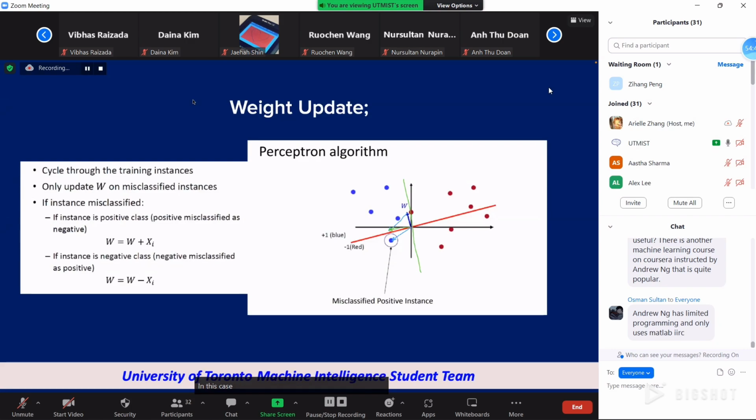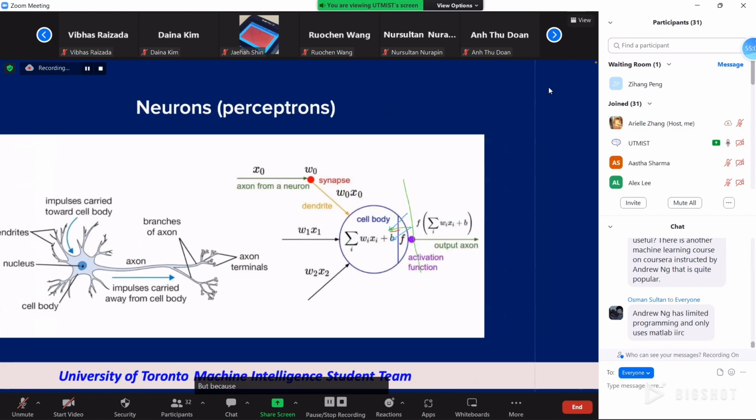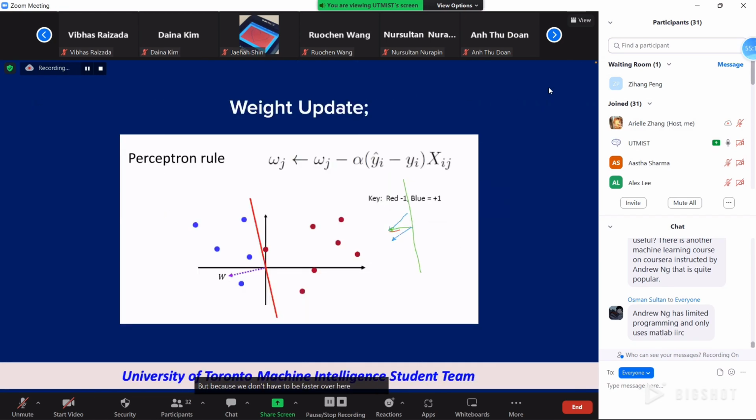In this case, yes, because previously we see that in the cell body over here, we add the B factor, right? And it's the B factor that allows the linear vertical shift of the overall trend. But because we don't have the B factor over here, we just ditch the B factor to make this a really simple yet confusing example. It always goes to the origin, but only in this case.